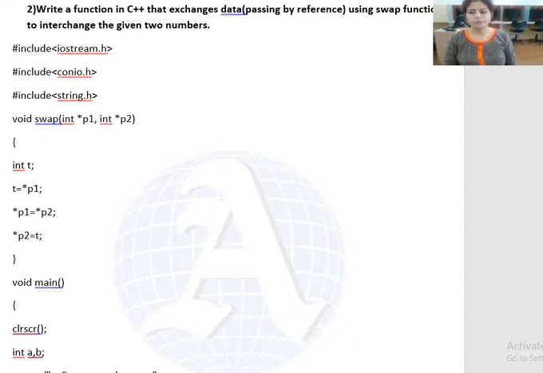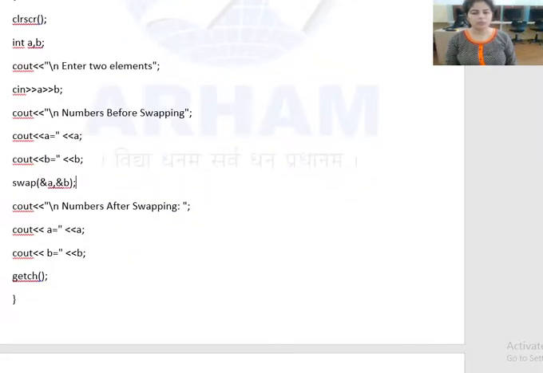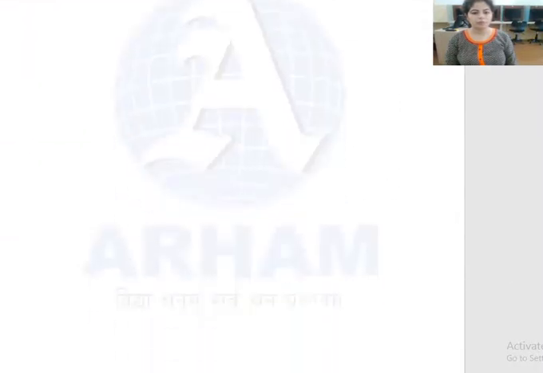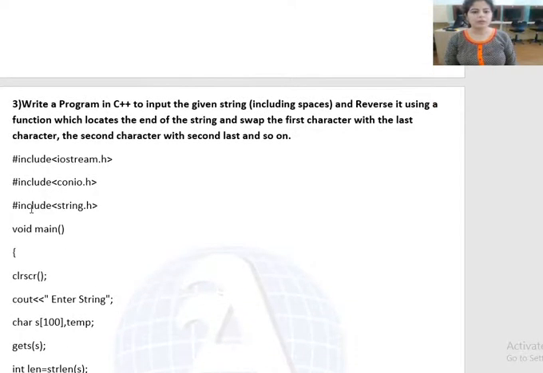So let's start with the third program. The second program was swapping of two numbers. The third program is: write a program in C++ to input the given string including spaces. It means you have to give a string and reverse it using a function which locates the end of the string and swaps the first character with the last character and the second character with the second last, and so on.